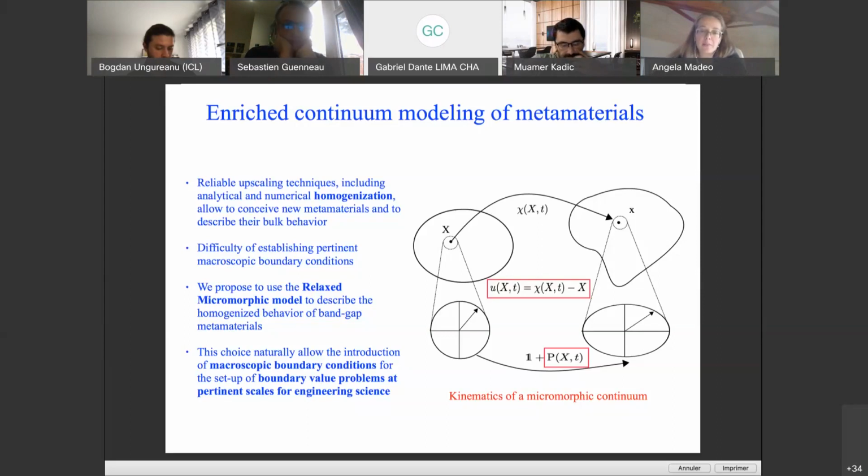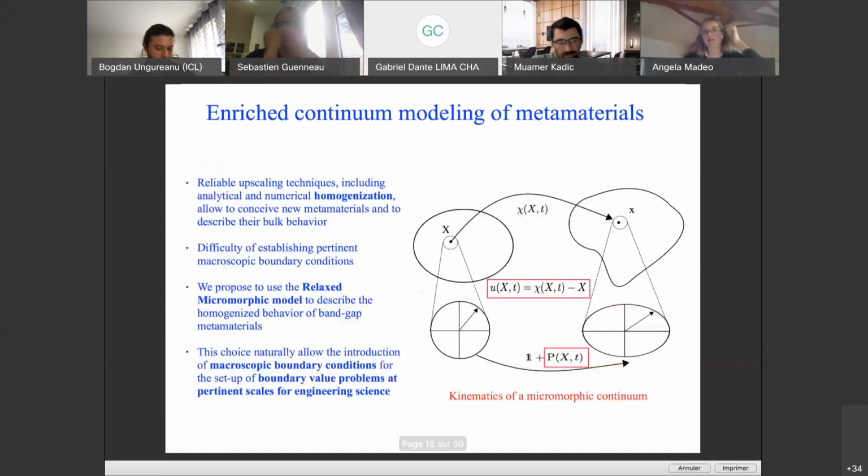And this tensor P is called the microdistortion tensor. And in general, it is not symmetric. So we are adding to the 3 degrees of freedom of displacements 9 extra degrees of freedom, which are the components of this matrix. And this matrix is just deforming the microstructure of the medium, which is embedded in capital X.